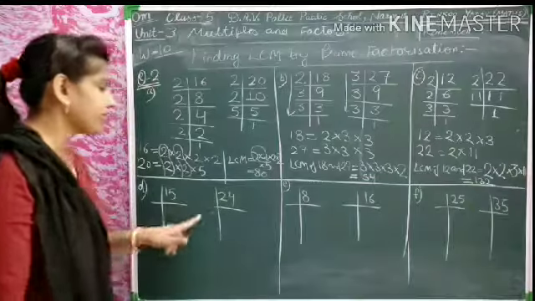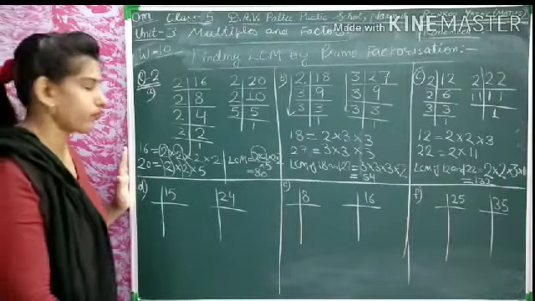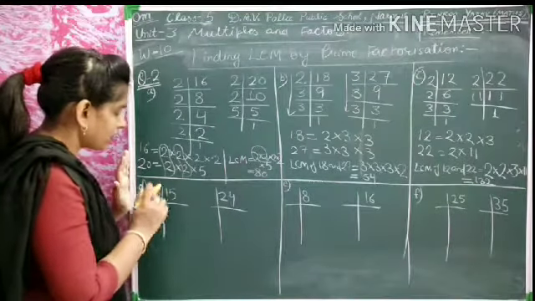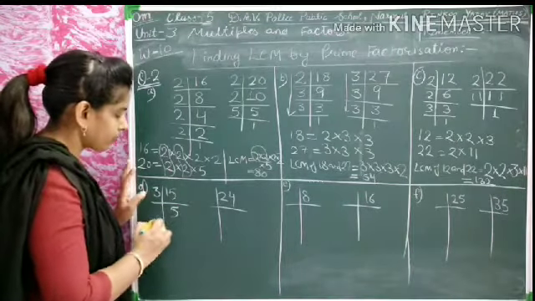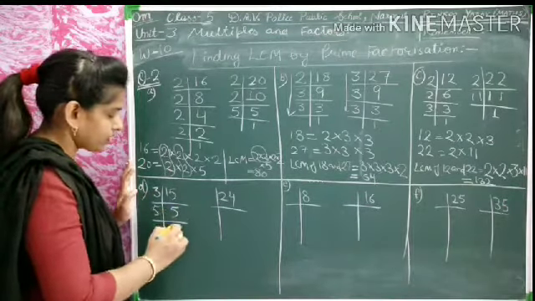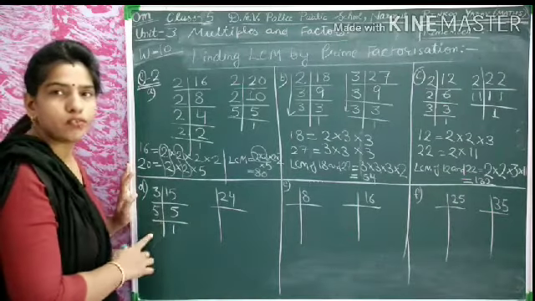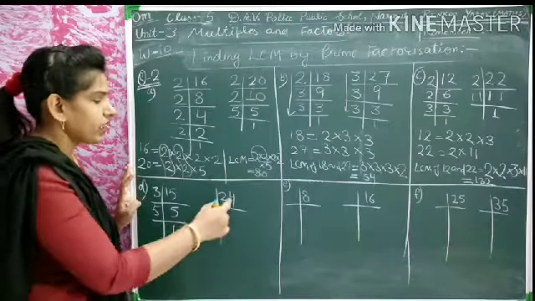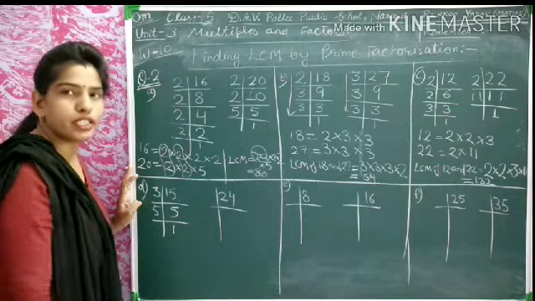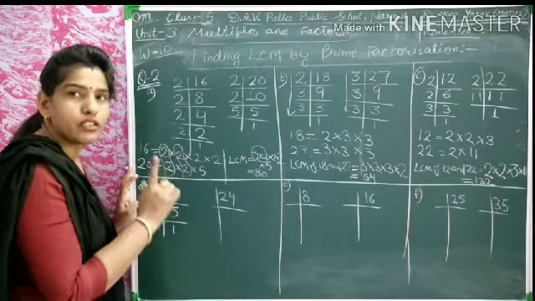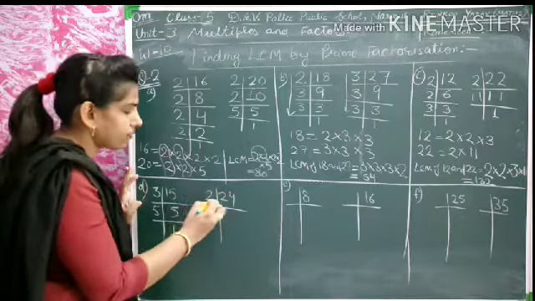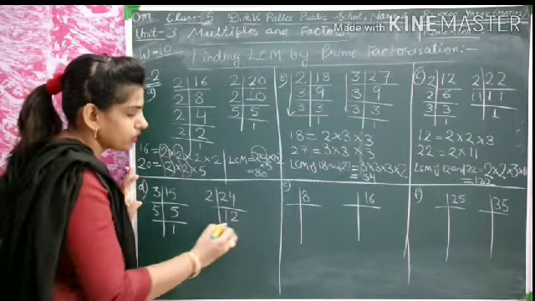Now we will find the LCM of these two numbers, 15 and 24. 15 will be divided by 3, not by 4. 3 5s are 15, 5 1s are 5. These are the prime factors of 15. Now we have to find the prime factorization of 24. It will be divided by 2, that is the smallest prime factor. 2 1s are 2, 2 2s are 4.